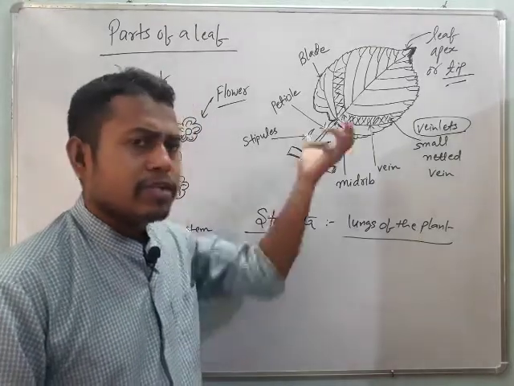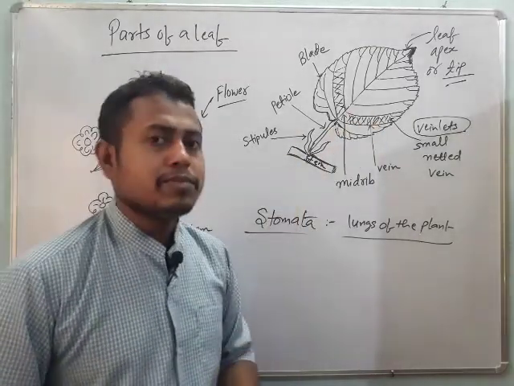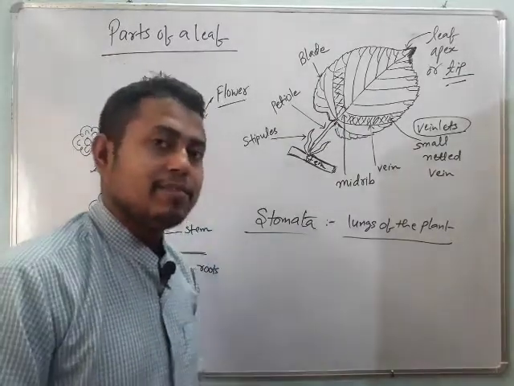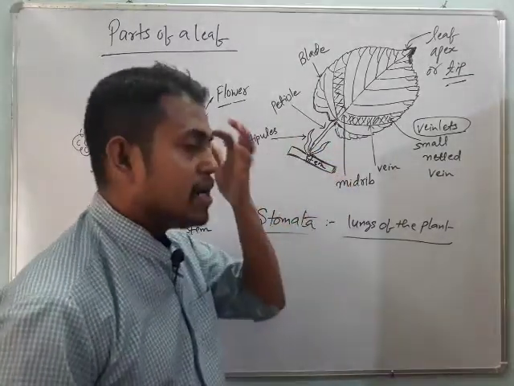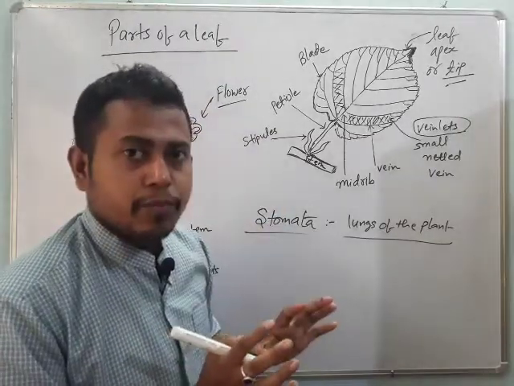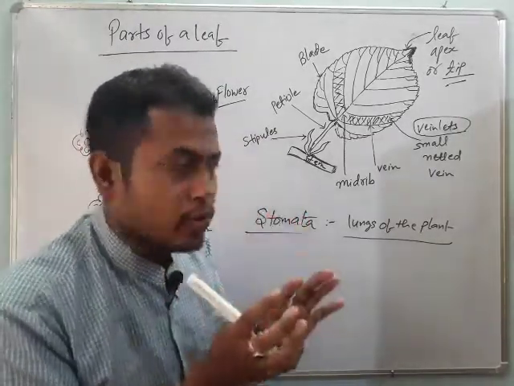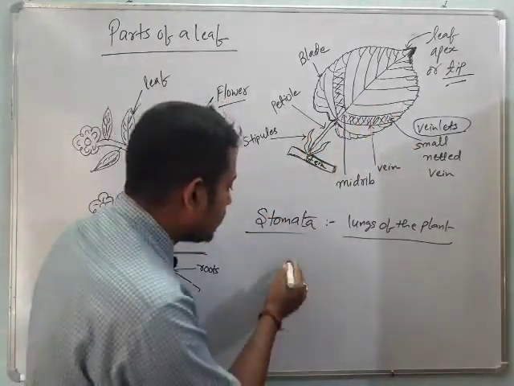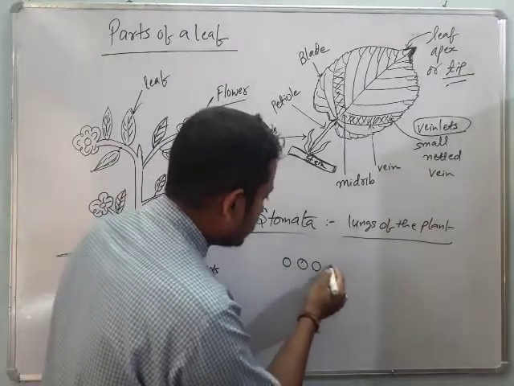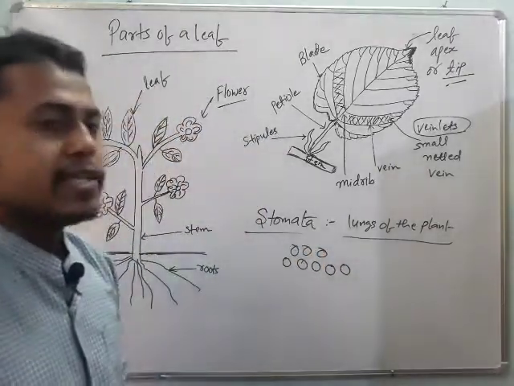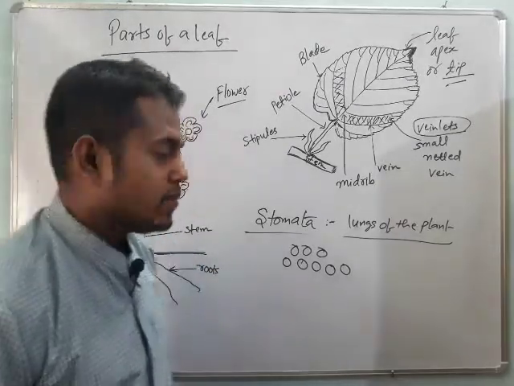How can we see stomata in the leaves? There is no such thing. Yes, it is present in the leaves. How? If you use a microscope and see the leaves, you'll find small tiny pores.